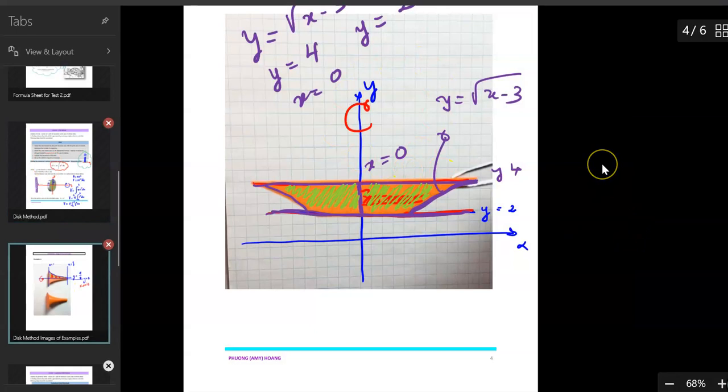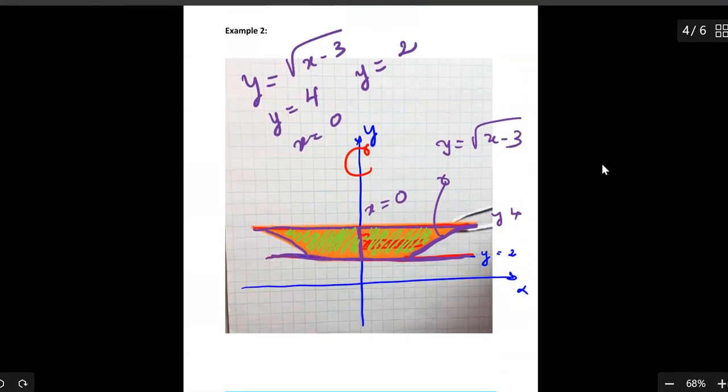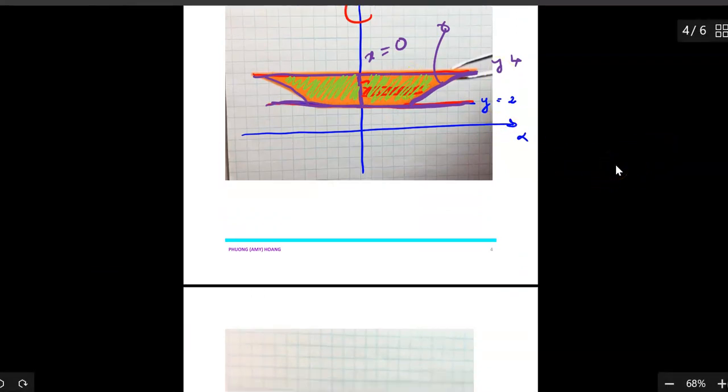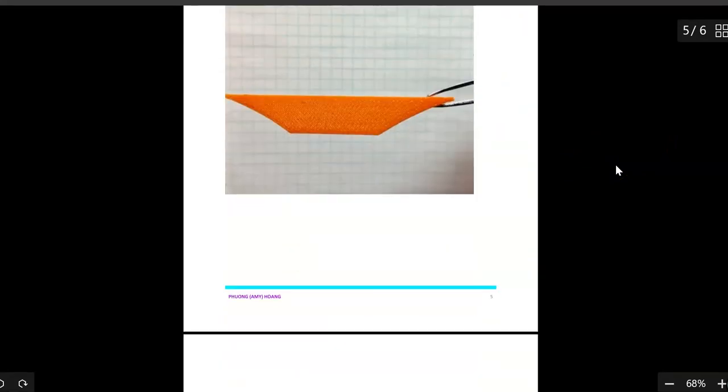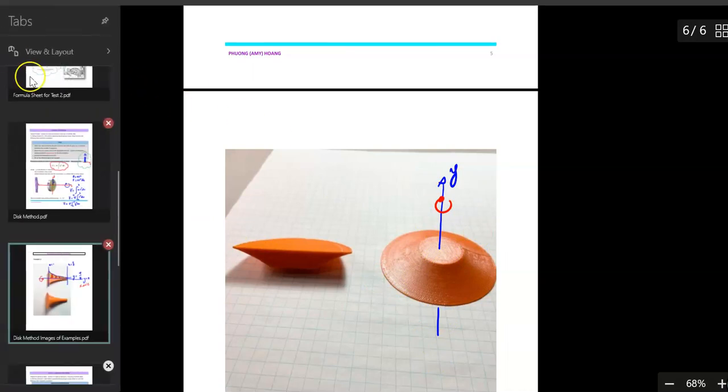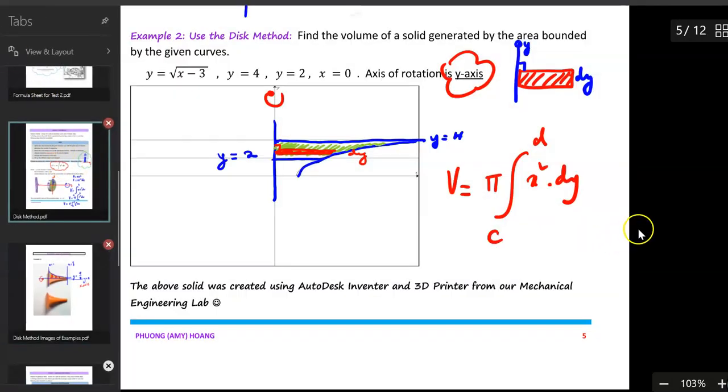Here is an image I took for everyone. This is the shape that I have, and it's more like half of it to show the cross-section area. Then what I have next is the solid right here, cut in half, and it's the actual generated solid about the y-axis in this case. We are about to find the volume of this solid given all the information.